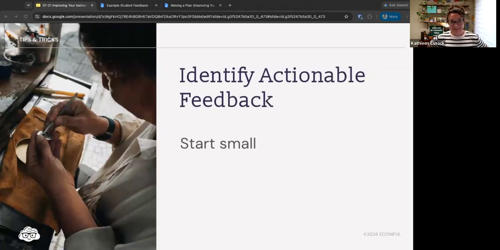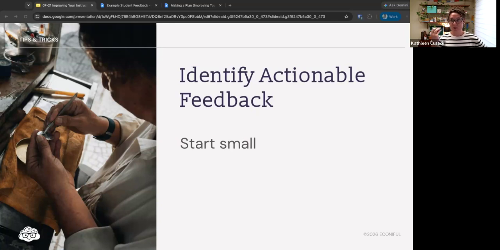And then it's time to act. But be kind to yourself. Start really small. Pick one thing to try. Pick one thing to change. Think of this as like you're tinkering. You're not trying to overhaul your entire course. You're not acting on every single thing you heard.